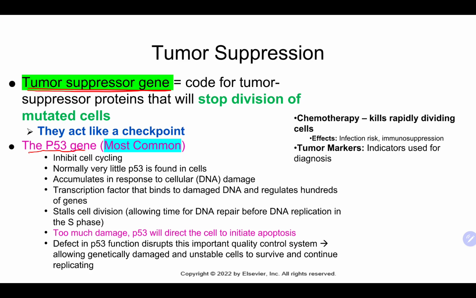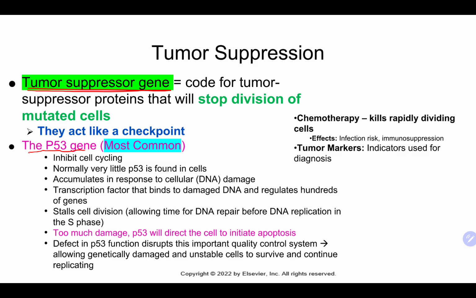However, with too much damage, p53 will direct the cell to initiate apoptosis, right? So it's basically a control mechanism, right? But defects in this p53 function will disrupt this important quality control system, right? Allowing genetically damaged and unstable cells to survive and continue to replicate, right?